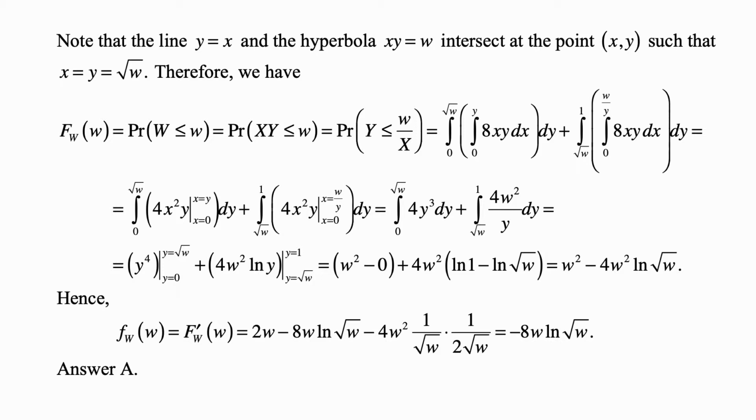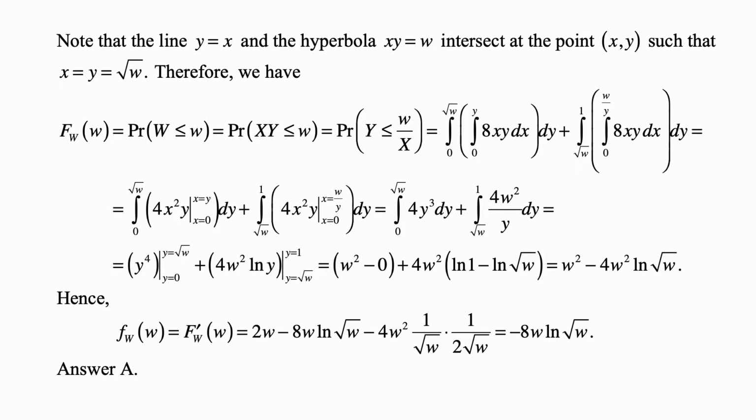So note that the line y equals x and the hyperbola xy equals w intersect at the point x, y such that x is equal to y, because the point is on the line where y equals x, and that is equal to the square root of w, because if x is equal to y, then xy equals w is the same as x squared equals w, so that x is equal to the square root of w, because we're only working with positive values of x and y between 0 and 1.